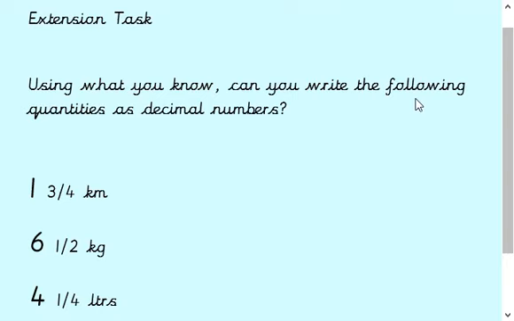Okay, so for an extension task today, using what we know and what we've learned this morning, could you write the following quantities as decimal numbers? What we're trying to do here is make this a real life link. So the first question here, I've got 1 3/4 kilometers. If I wanted to write that as a decimal number, what would it be? 6 1/2 kilograms. What would that be as a decimal number? And 4 1/4 litres. What would that be as a decimal number? Press pause now while you're working it out, and then we'll come back together and we'll quickly go through these answers.